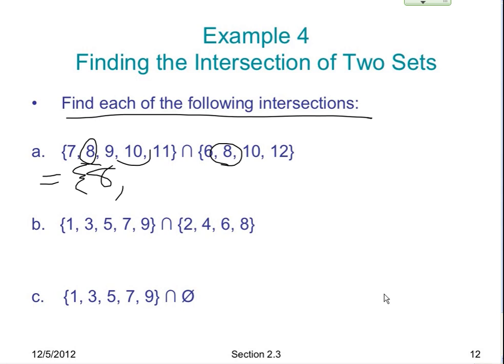For the second example, we're looking for what they have in common. This one has all odd numbers, this one has all even numbers. They don't have anything in common. So the intersection would be the empty set.